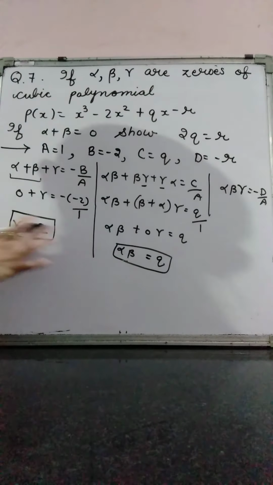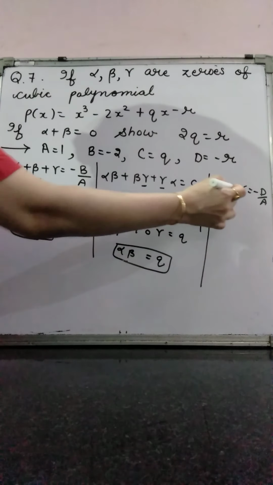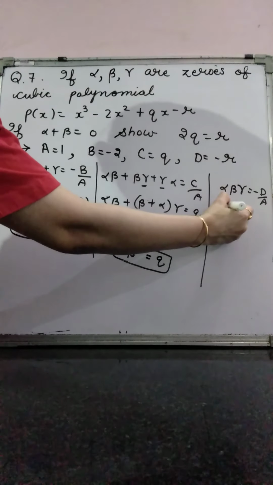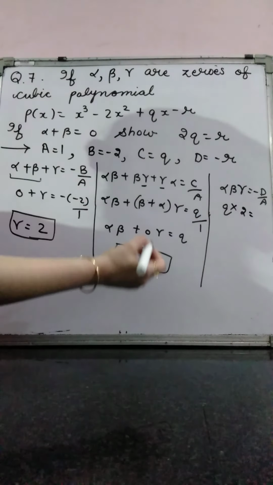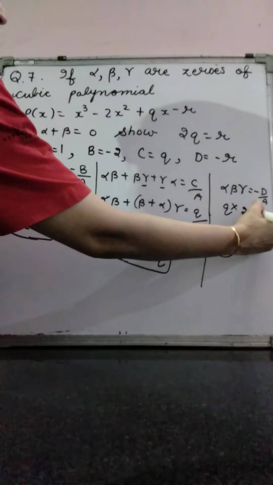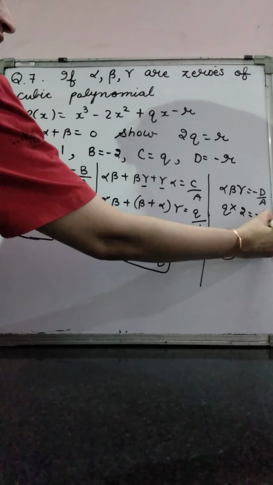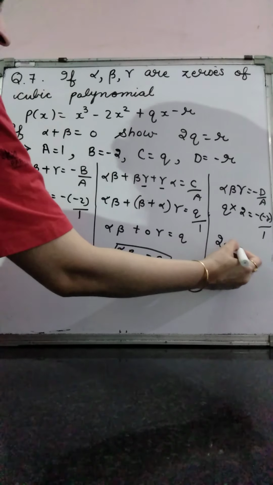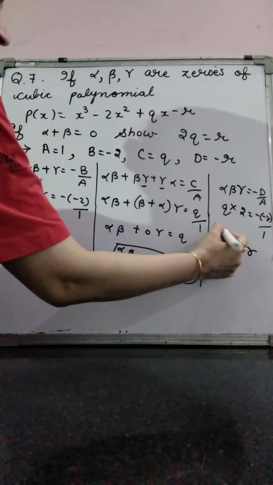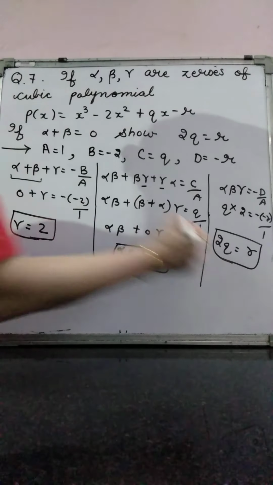Now substitute these values in this part. Alpha beta is q and the value of gamma is 2. The value of d is minus r, and a is 1. q into 2, 2q, minus and minus, plus r. Hence proved.